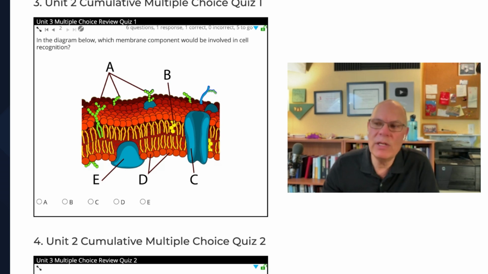It's the same diagram that I showed before. A is pointing to some carbohydrates sticking out from the membrane. B is pointing to cholesterol. E, an integral protein. D, phospholipid heads. And C is a protein channel. So involved in cell recognition.